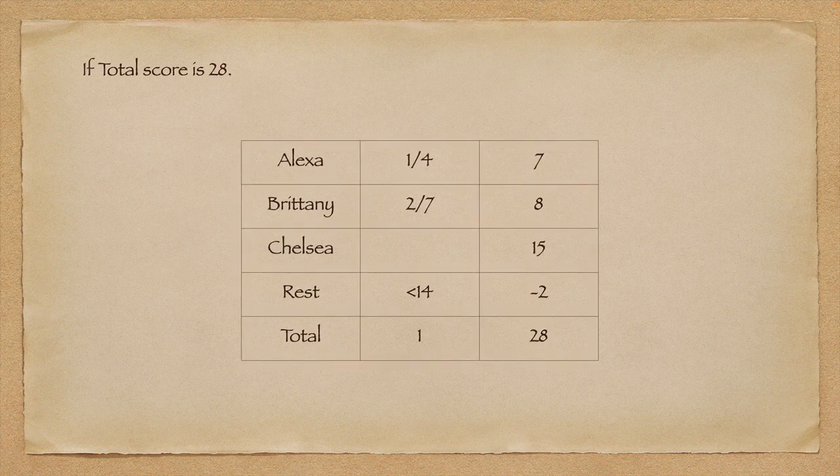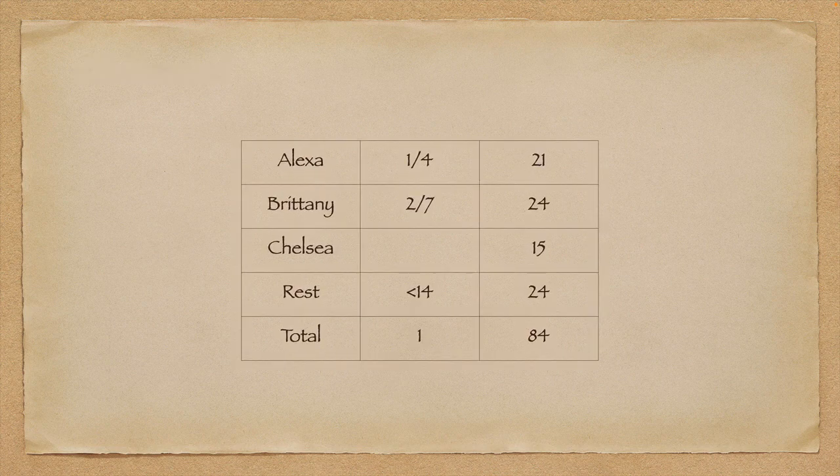In case the total score was 28, Alexa's 1/4 would be 7, Brittany's 2/7 would be 8, and Chelsea would be 15. The rest of them would have to score -2 for the total to be 28. That's not possible. Even though it's less than 14, I don't think people would have scored negative points or been penalized.